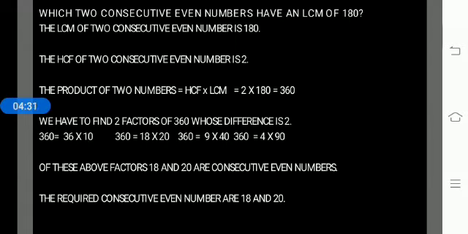360 can be written in many ways, such as 36 into 10 is 360, 18 into 20 is 360, 9 into 40 is 360, 4 into 90 is 360. Out of this, only 18 into 20 has the difference of 2. Therefore, the required consecutive even numbers are 18 and 20.